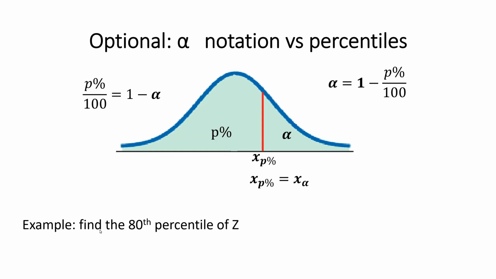Here, for example, says find the 80th percentile of Z. Remember, Z is your normal distribution with mean equals 0 and standard deviation equals 1. That's the standard normal. We use a separate letter for it, Z. Okay, let's see how we can find the 80th percentile.